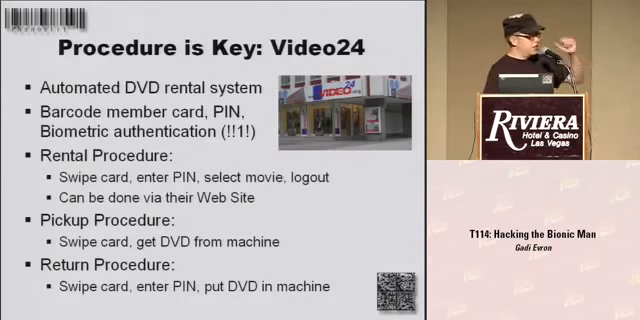Okay, here's the rental procedure and the pickup procedure. The rental procedure is you go in, you swipe your card, you enter your PIN, you select the movie you want, you log out. You can do the same thing on their website. Now, the pickup procedure to actually get to the physical data carrier, the DVD, is you swipe your card, you get the DVD from the machine. Is anyone seeing an issue here?